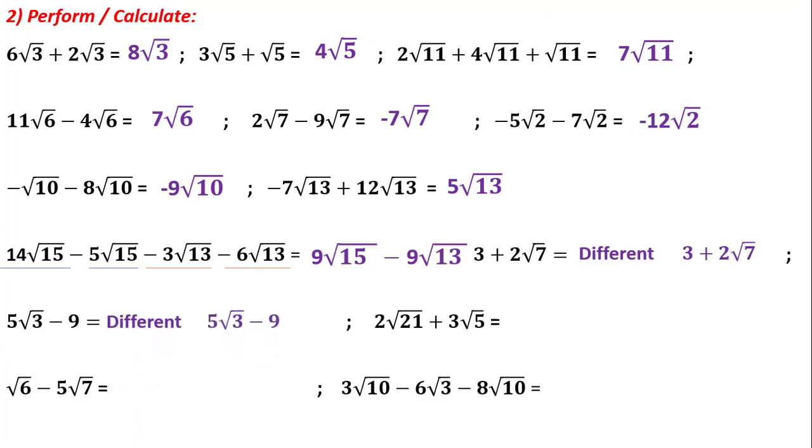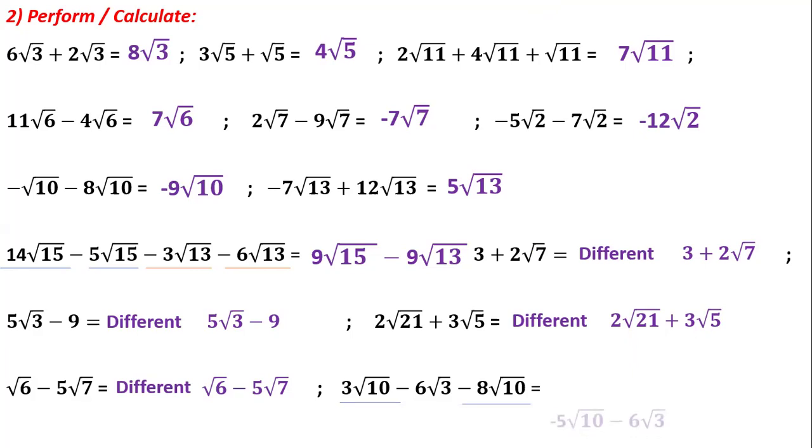2 radical 21 plus 3 radical 5: we have different radicands, so we keep the answer as it is. Radical 6 minus 5 radical 7, also different radicands, so we keep the answer as it is. 3 radical 10 minus 6 radical 3 minus 8 radical 10. We cannot add radical 10 with radical 3, so we add 3 radical 10 minus 8 radical 10. It's minus 5 radical 10 minus 6 radical 3. We keep it as it is, and this is the answer.